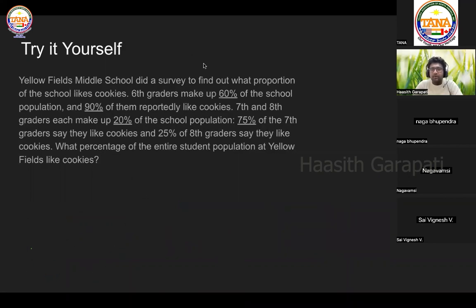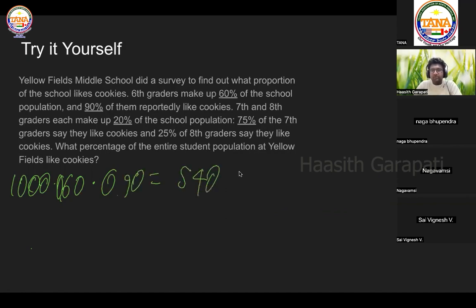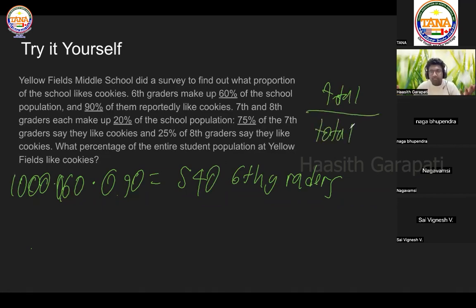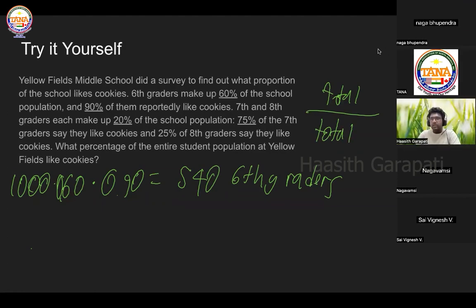Okay. If we said the entire student population is 1,000 and sixth graders are 60% of the school, that is 1,000 times 0.60, and then 90% of them like cookies, then you'll get 540 sixth graders who like cookies. And then you do the same thing for seventh and eighth grade, and then you add those up, and then you do the total amount of people who like cookies over the total amount of people in the school, and you can find it that way, in case percentages are not your favorite thing to deal with.